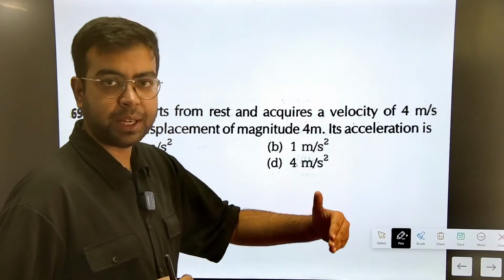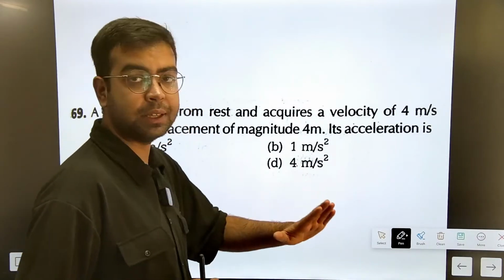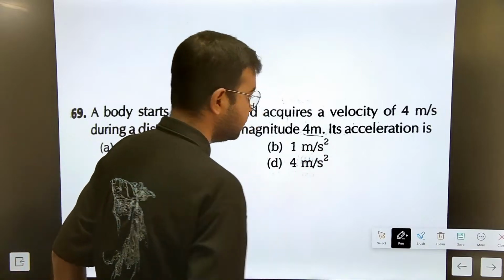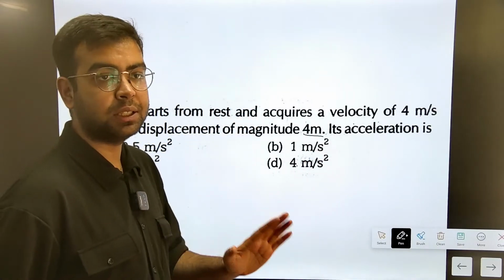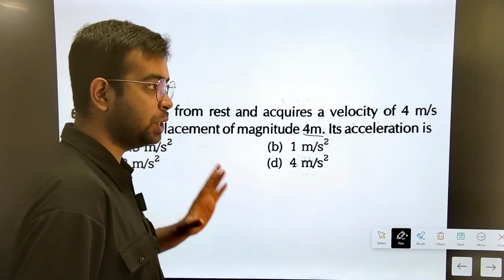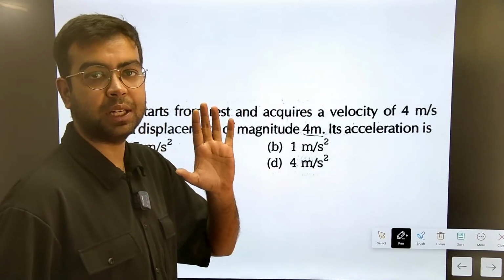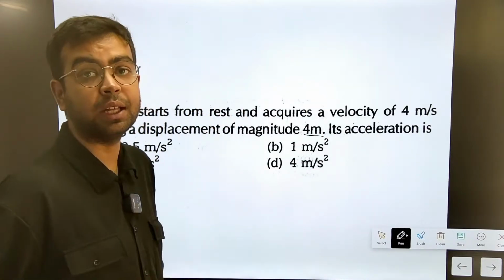इसने एक डिस्टेंस कवर किया, कितना? 4 मीटर का डिस्टेंस कवर किया है. ठीक है, 4 मीटर का डिस्टेंस कवर करते करते इसने जीरो वेलोसिटी से 4 मीटर पर सेकंड की वेलोसिटी गेन की है. ठीक है, तो अब पूछा है कि इसने एक्सेलरेट कितना किया.